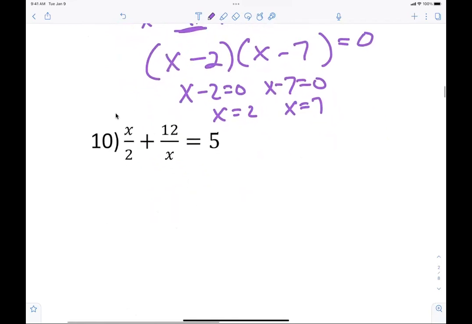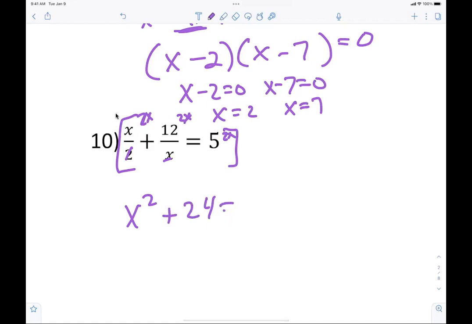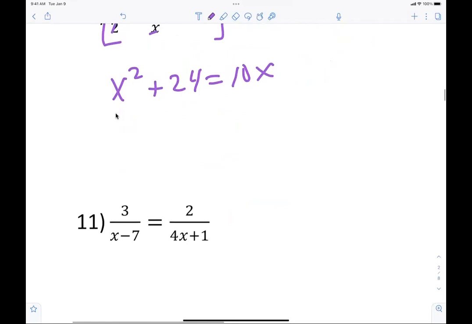All right. Now for number 10, you're going to multiply through by 2x. When you do that, the 2's cancel, so you end up with x squared. The x cancels, plus 24 equals 10x. So now again, another quadratic. You move the 10x over, so it's going to be x squared minus 10x plus 24 equals 0.